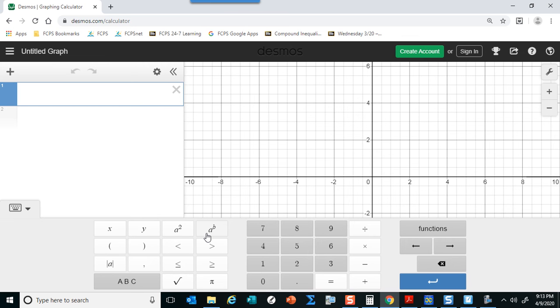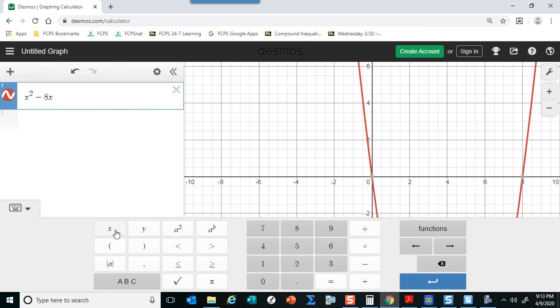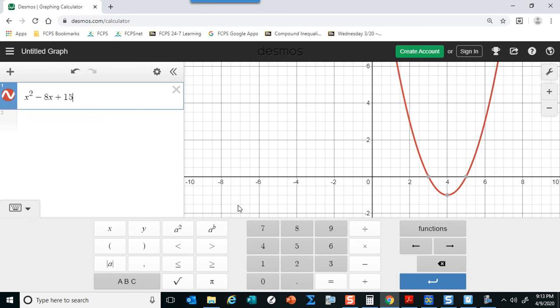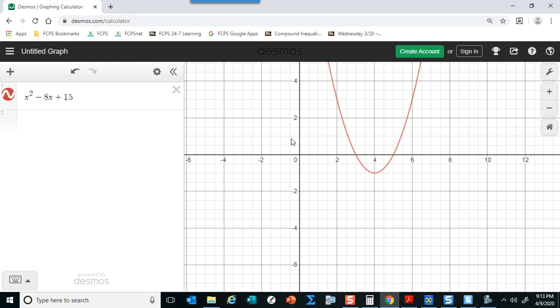So the first function we'll graph is f of x equals x squared minus 8x plus 15. We don't have to write f of x. We can just type in x squared minus 8x plus 15. All right, and here's our graph. We can move it around if we want here.